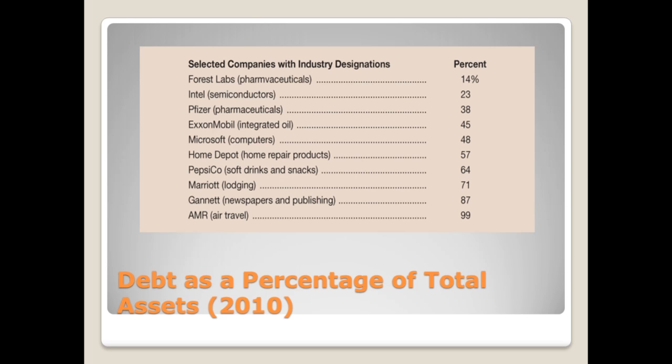So you can see debt as a percentage of assets was 14% for Forest Labs, 23% for Intel, 38% for Pfizer, 45% for ExxonMobil, and so on and so forth. And then for AMR, which is air travel, it's about 99%. Based off of all these averages that are provided, it's pretty consistent, specifically with percentages of debt to assets for those particular industries.